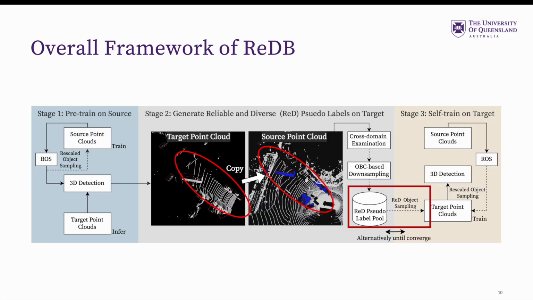The proposed ReDB follows a three-stage framework. In stage 1, we pre-train the 3D detector on source. In stage 2, we generate pseudo-labels and utilize the CDE and OBC-based downsampling to obtain a set of pseudo-labels containing reliable and diverse objects. In stage 3, we augment target point clouds by injecting those high-quality objects in a class-balanced manner for self-training, and stages 2 and 3 alternate until training converges.